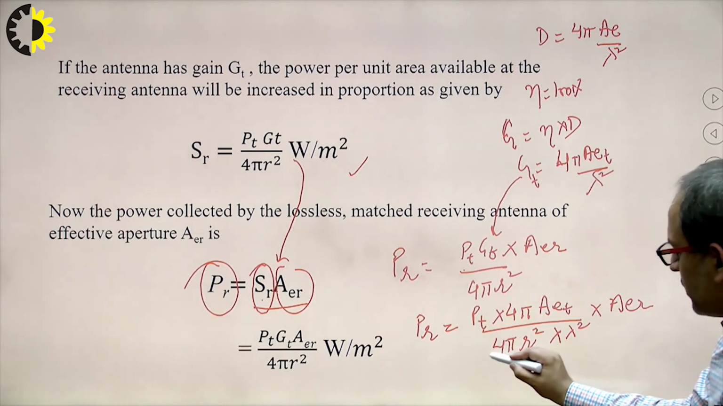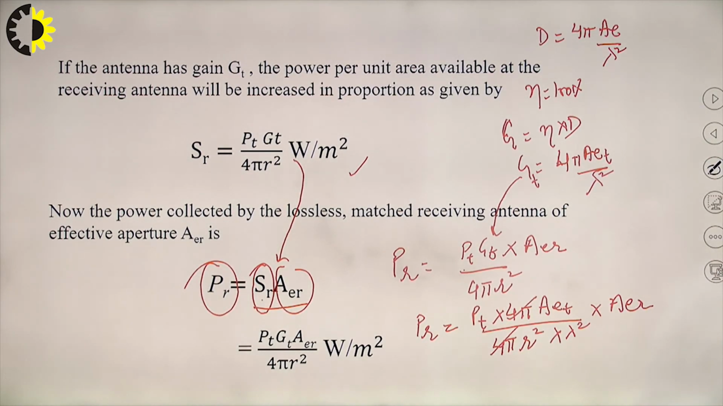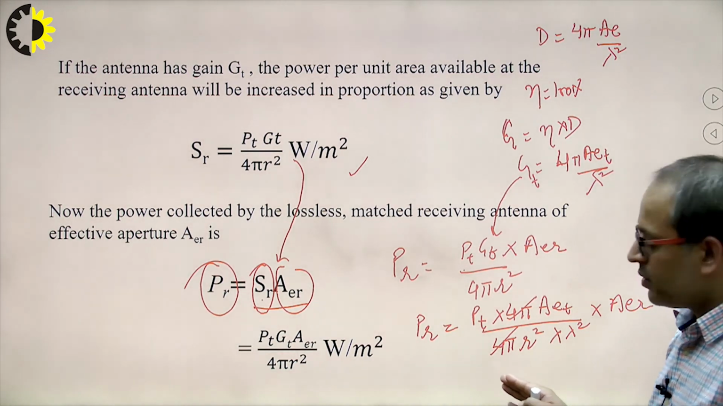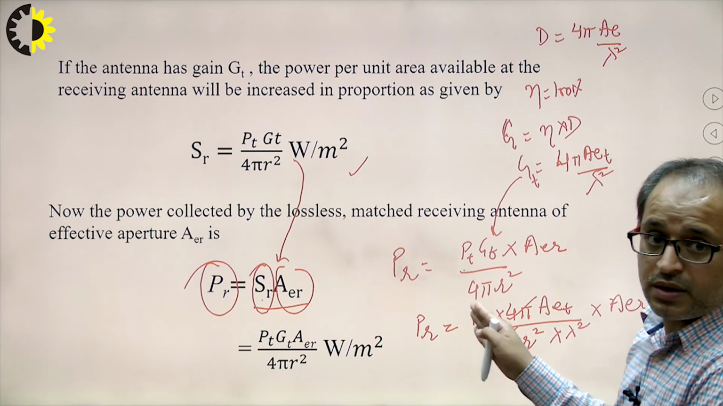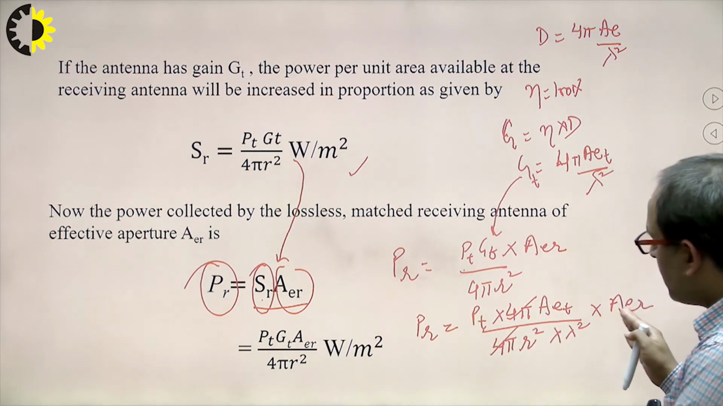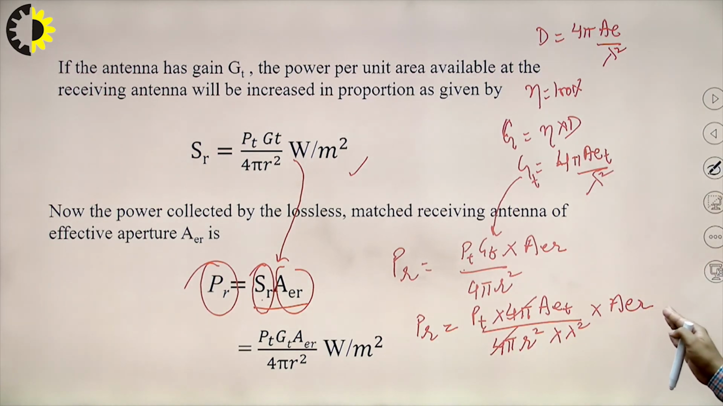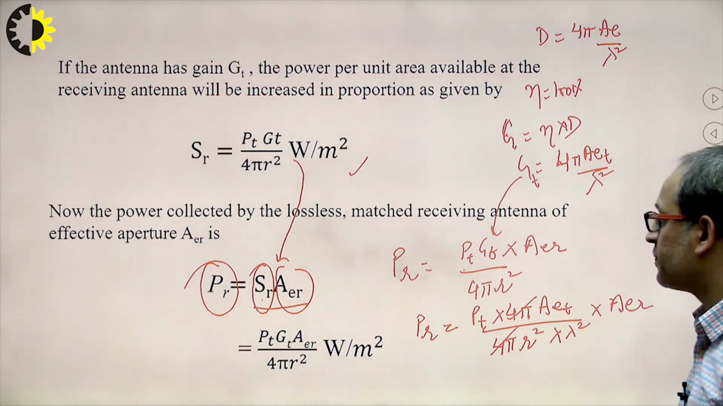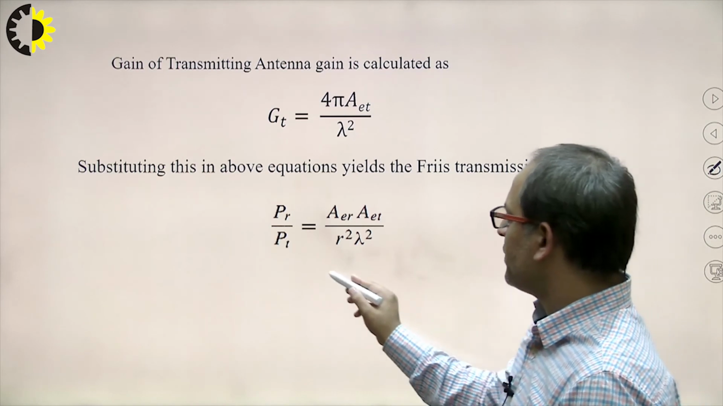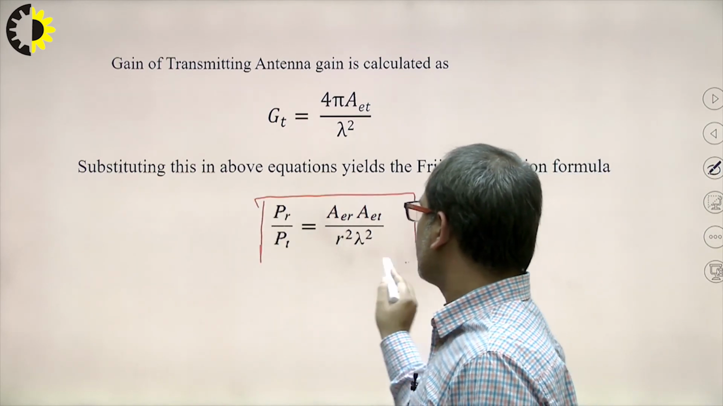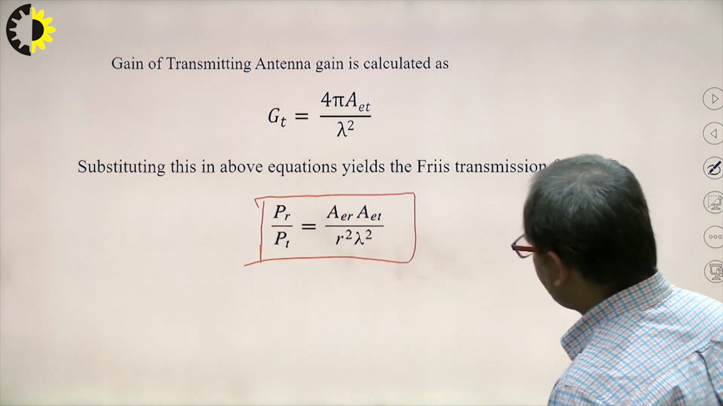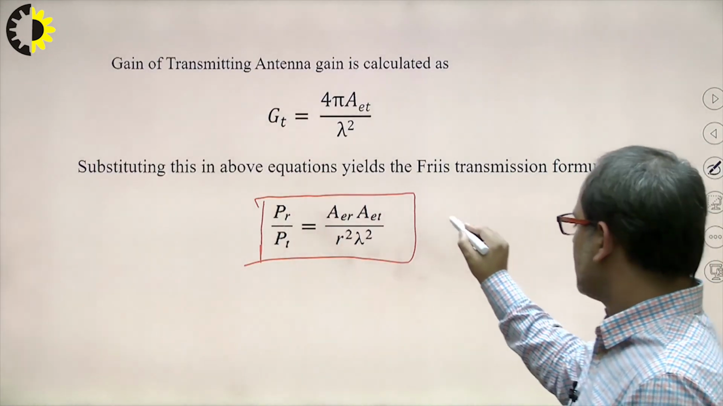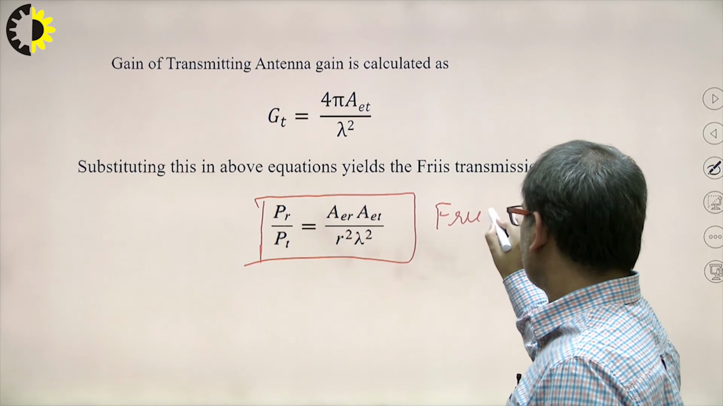Clear? Then you will see there is a relationship between the transmitted power, received power, the effective aperture area of the receiver and the effective aperture of the transmitter. So you will see here, PR upon PT will be AER into AET divided by R square into lambda square. So this one is the Friis transmission formula.